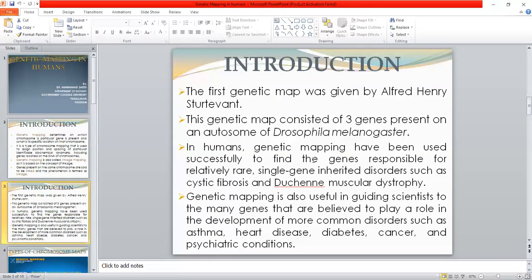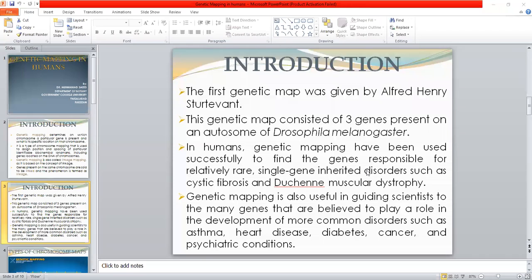Genetic mapping has been used successfully in humans to find the genes responsible for rare genetic disorders which are controlled by single genes. So genetic mapping in humans has been used to identify the genes responsible for rare single gene inherited disorders such as Duchenne muscular dystrophy and cystic fibrosis.